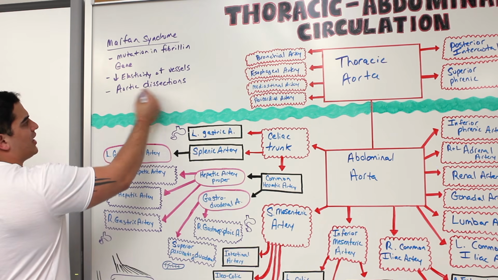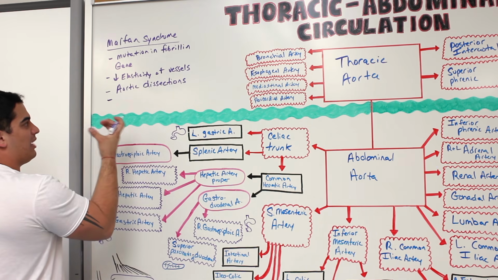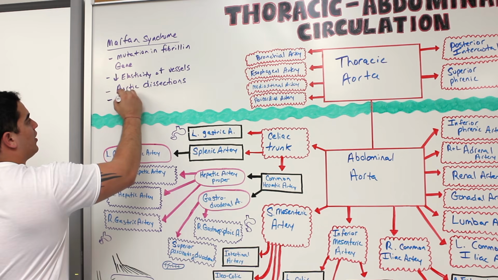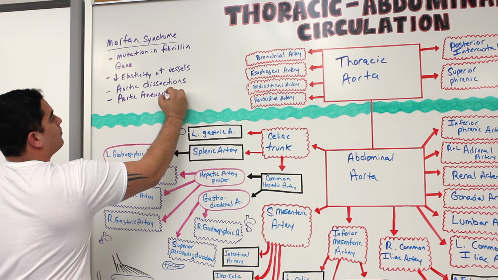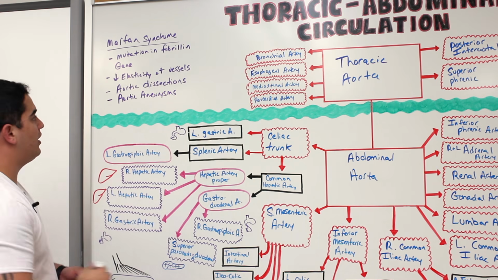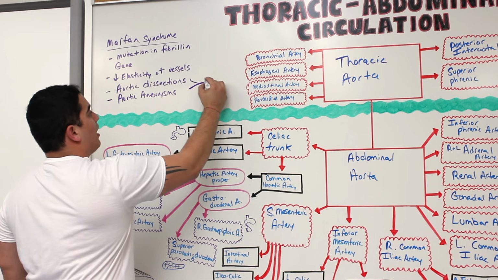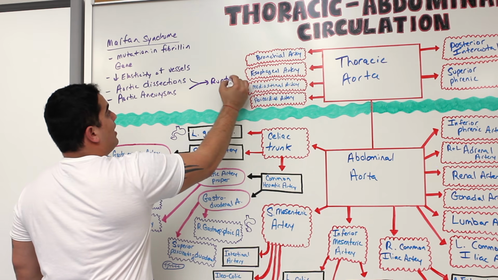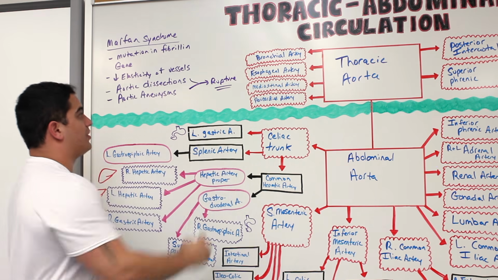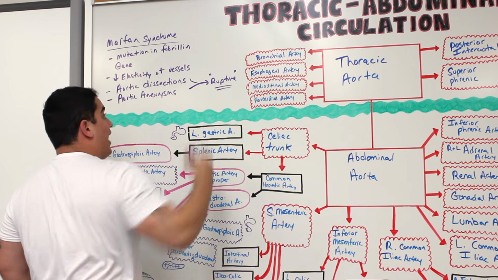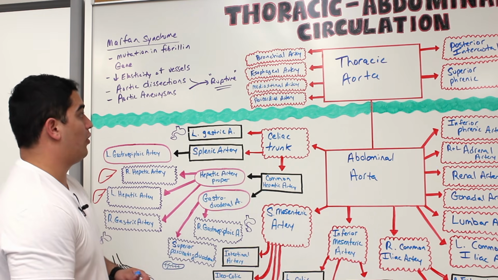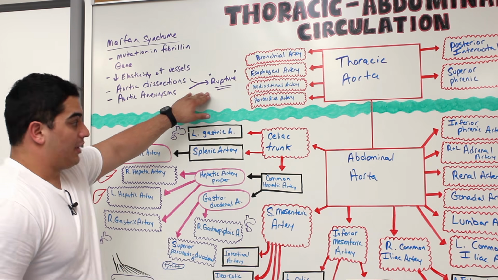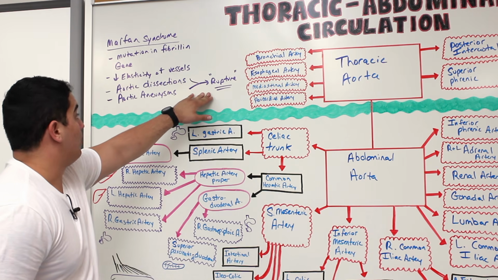Another thing that can happen besides the dissections is they can actually dilate. They can become very, very dilated regions. So it can cause aortic aneurysms. And this can again lead to rupturing. And this is one of the big dangers of Marfan syndrome, because if that ruptures, oh my goodness, there's going to be a lot of blood lost, and you're going to go into hypovolemic shock, and this person is not going to last very long if that happens.